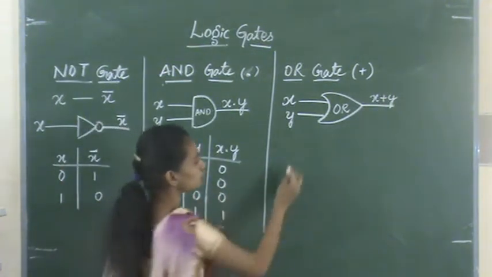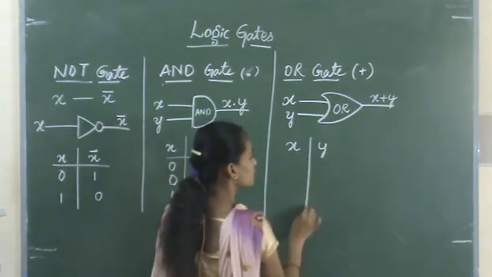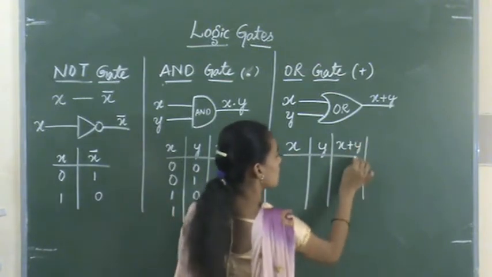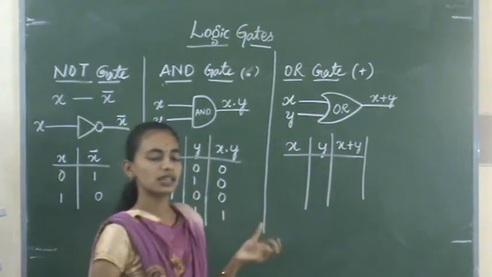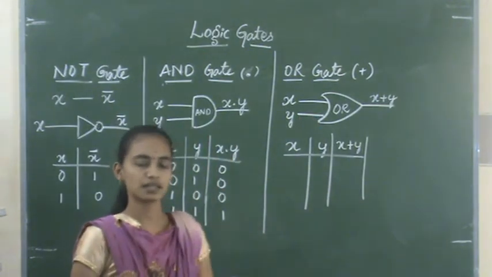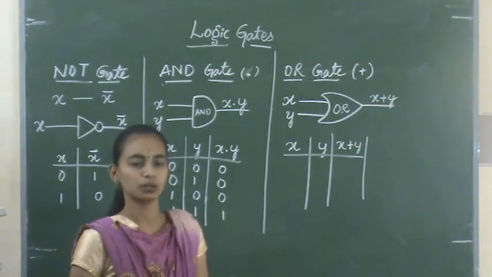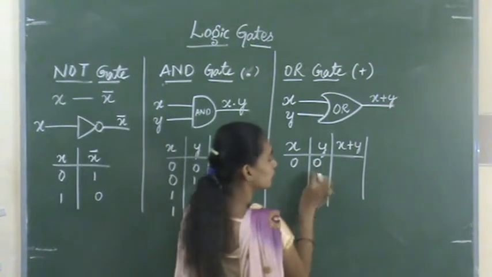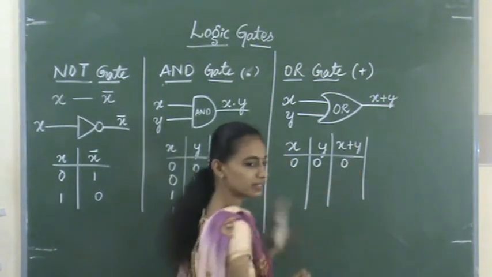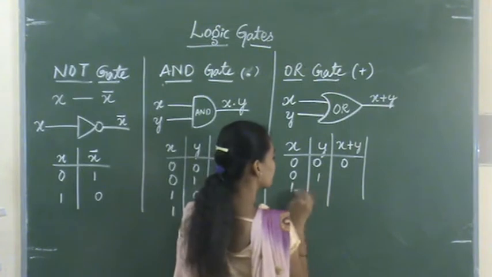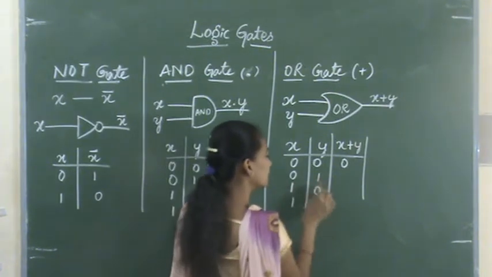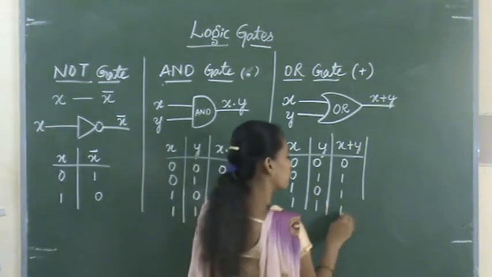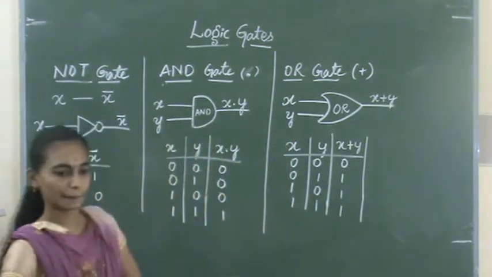So how do we write the truth table for this? How does this OR gate work? When both the inputs are 0, the output will be 0. Otherwise, the output will be 1. Otherwise means if any input is not 0, the remaining outputs will be 1. So like this we are representing it, right?